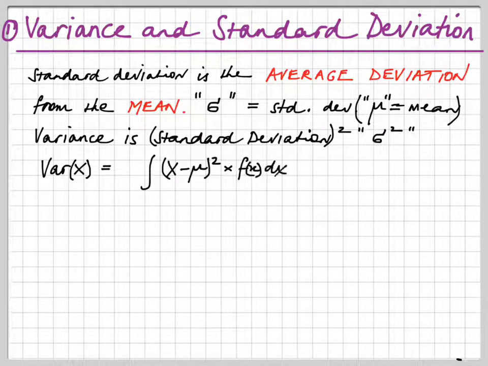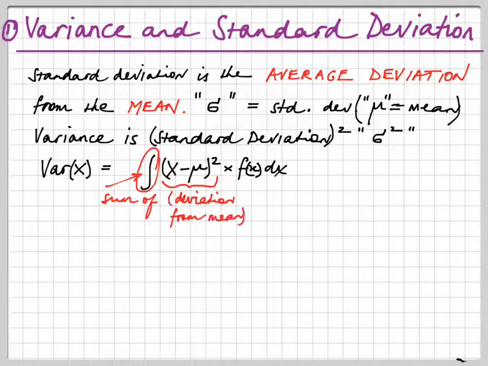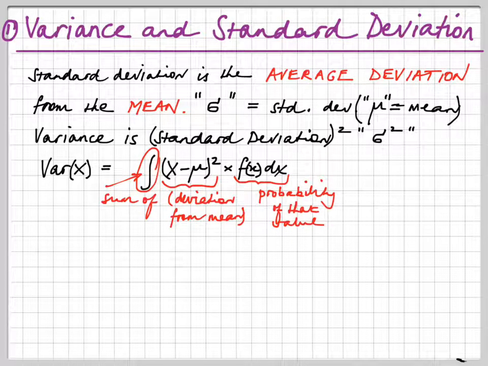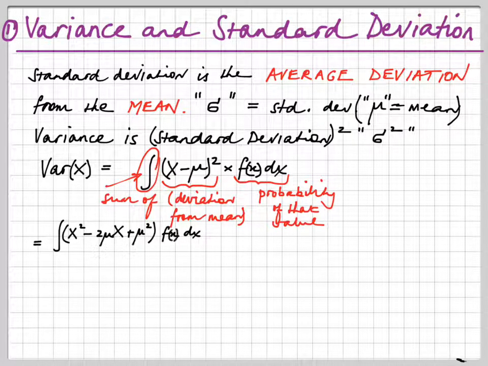So the variance is basically the integral of (x minus mu) all squared times the probability of that, which is f of x dx, okay? And it's the sum of all those things. So that thing, that Leibniz snaky looking S thing, means the sum of, that's the deviation from the mean squared, times its probability, which is f of x dx, okay? Probability of that value. And it's all those values added up, and that'll get you the variance, okay? And then take the square root of that to get the standard deviation.